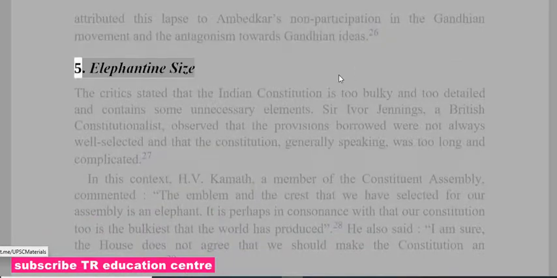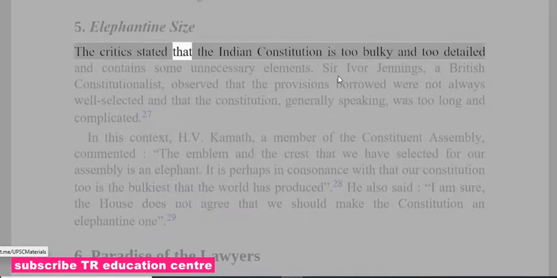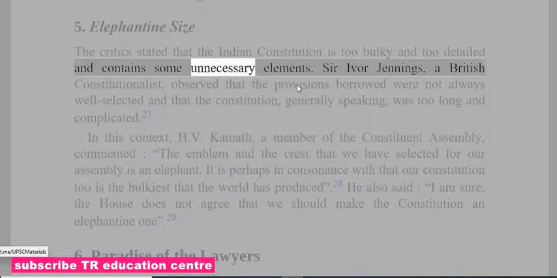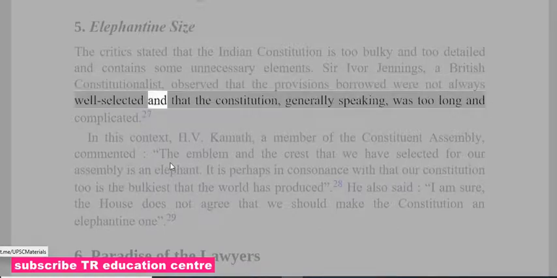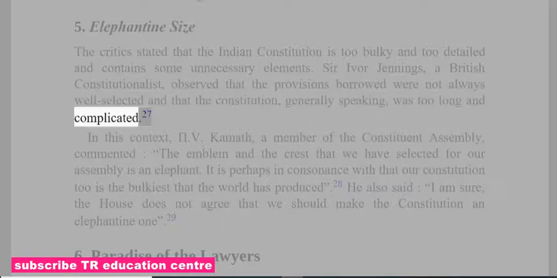Elephantine Size. The critics stated that the Indian constitution is too bulky and too detailed and contains some unnecessary elements. Sir Ivor Jennings, a British constitutionalist, observed that the provisions borrowed were not always well selected and that the constitution, generally speaking, was too long and complicated.